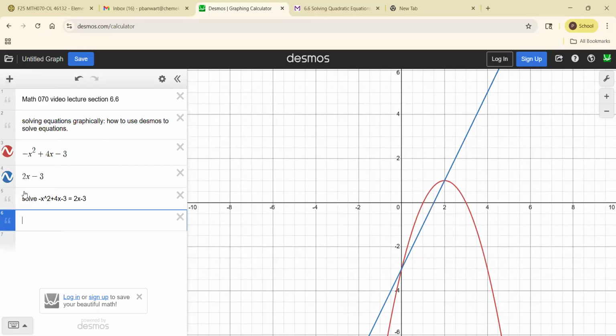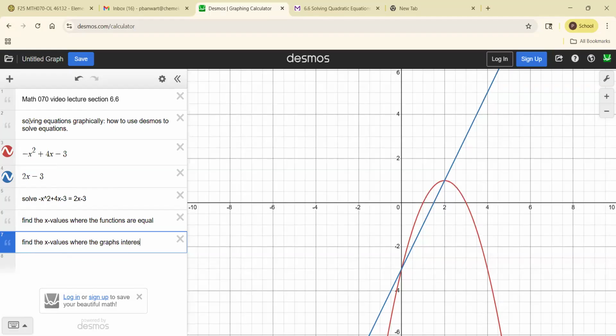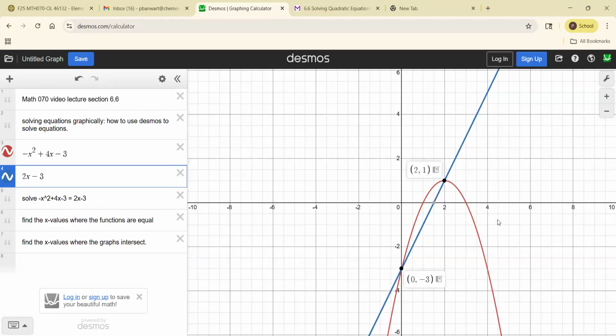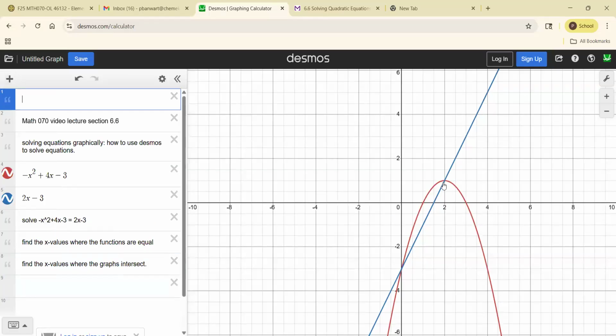And what that means is simply find the x values where the functions are equal. And what that means in a graphical context is find the x values where the graphs intersect. Functions are equal when their graphs intersect. And in this case, when you're in Desmos, it's super easy because they show you the intersection points. So if I want to solve negative x squared plus 4x minus 3 equals 2x minus 3, I put them both in Desmos, I click on the intersection points, and that gives me the solutions.